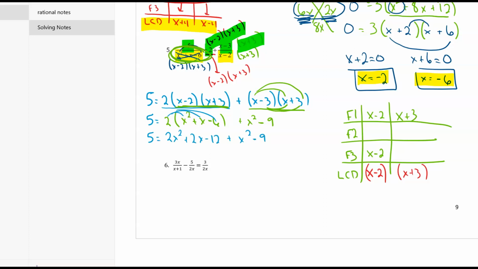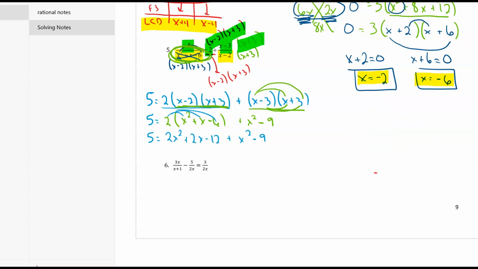Still cleaning up. I'm going to erase this fraction table over here, so I've got a little bit more room to work with. And so I'm just moving over here. So I've got 5. I'm going to combine these 2x squared and x squared for 3x squared, 2x, and -12 and -9 will give me -21.